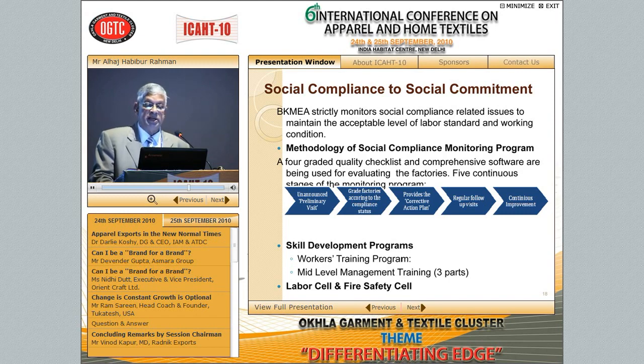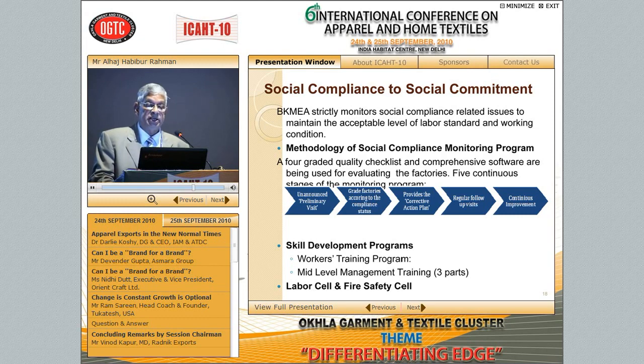A 4-graded quality checklist and comprehensive software are being used for evaluating the factories, in 5 continuous stages of the monitoring program. Unannounced preliminary visit to factories, grading factories according to their compliance status, providing the corrective action plan, regular follow-up visits, continuous improvement. Skill development programs, workers training program, mid-level management training, 3 parts, labor cell and fire safety cell.